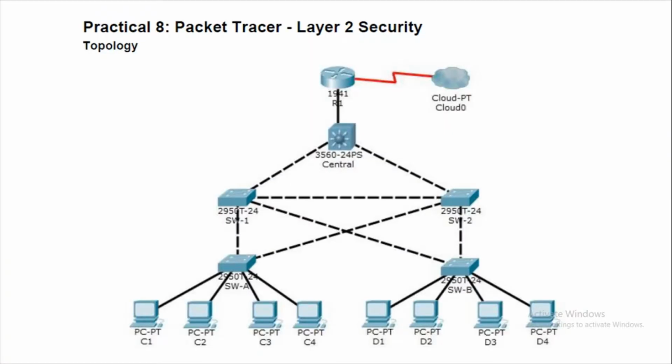Here we are again back with practical number 8, packet tracer layer number 2 security. So we have to implement security on layer number 2 here. First of all, this is the configuration they have given to set up. We have got 4 switches of the 2950 series, one central switch 3560, one router 1941 and the cloud. And there are 8 PCs down there named C1 to C4, D1 to D4.